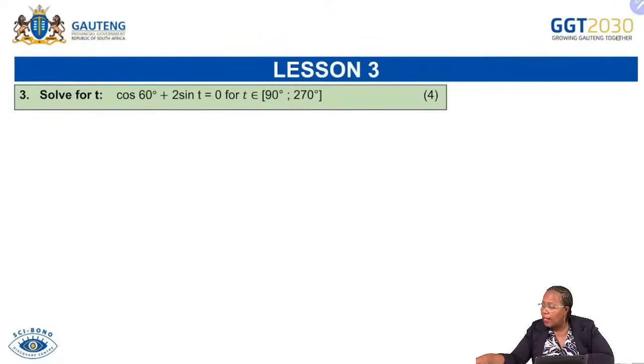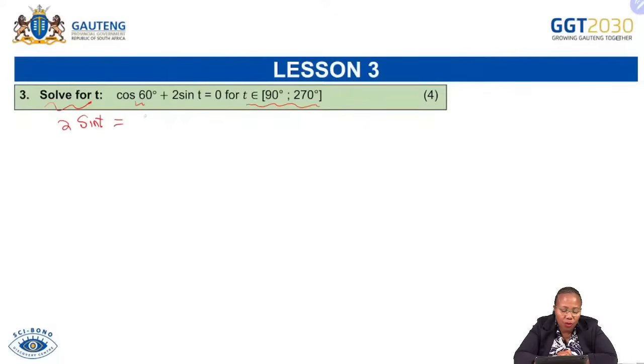And then now let's look at the equations. Now, these are the trig equations. We are given that solve for t if cos 60 plus 2 sin t equals 0, for t being between 90 degrees and 270. That means your angle after calculating must be between 90 degrees and 270. Nothing less than 90 or greater than 270. So now we have this equation now. We are going to have 2 sin t equal to minus cos 60.